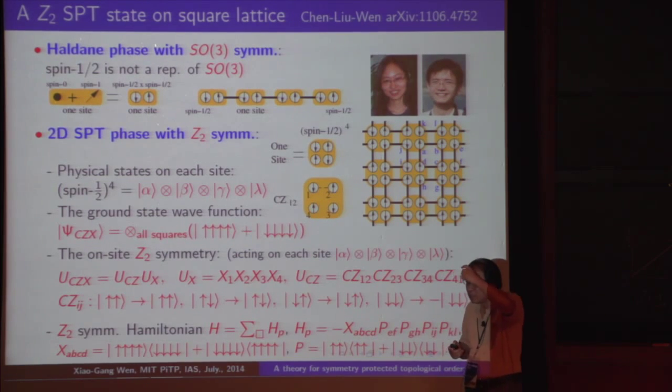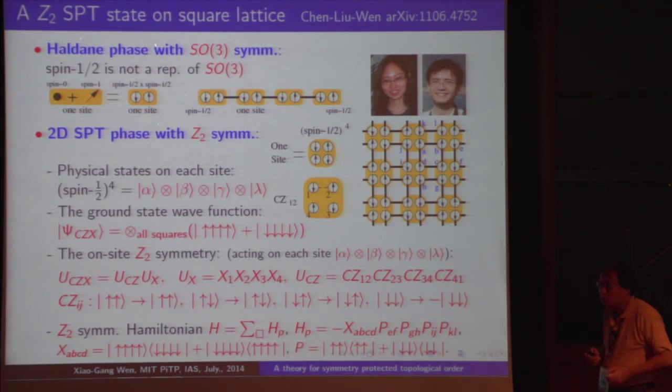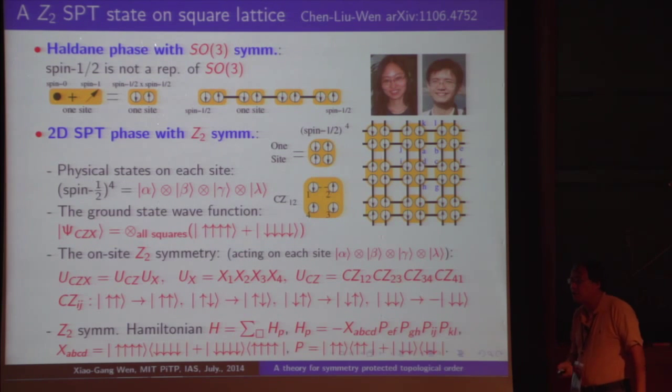Would the 2D AKLT state belong to the non-trivial? Yes. You mean 1+1D? Yes, but with translation symmetry. If you do not have translation symmetry, that is not an SPT. So that's protected by translation and SO(3) rotation. Without translation invariance, it's not. That one is trivial.